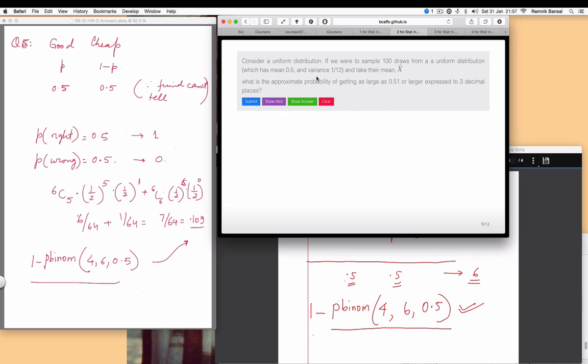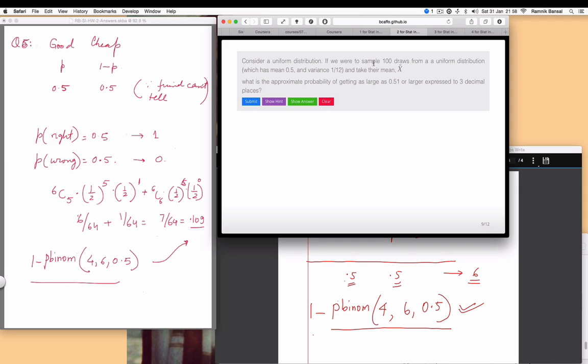So consider a uniform distribution. If we were to sample 100 draws from a uniform distribution, such that the uniform distribution has a mean of 0.5 and a variance of 1/12, and take their mean. So I draw 100 samples and take their mean. What is the approximate probability of getting as large as 0.51 or larger?